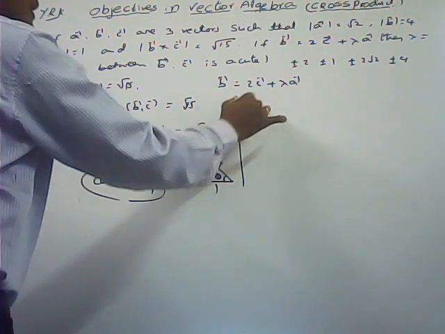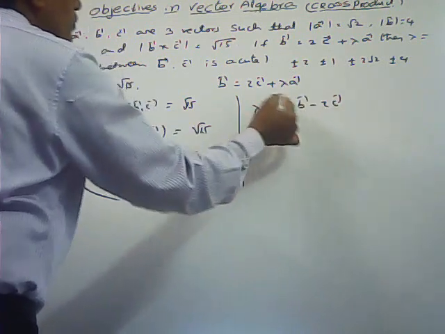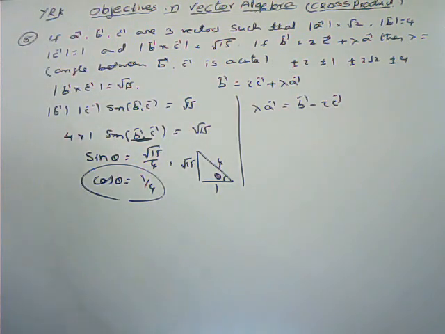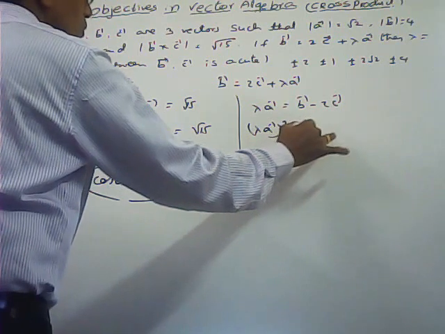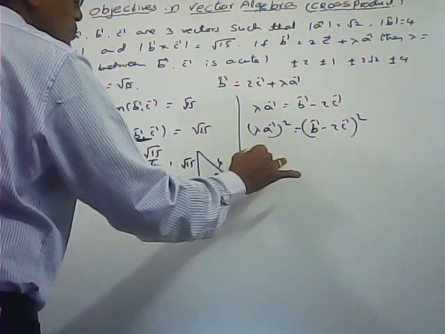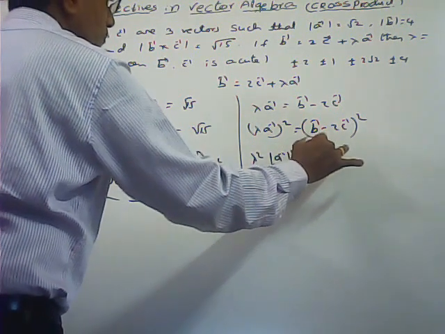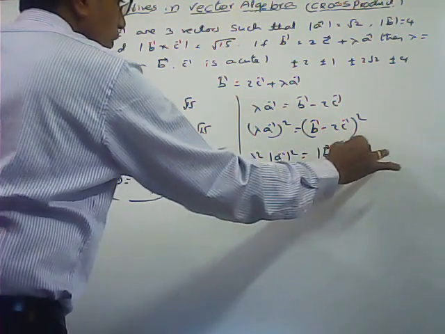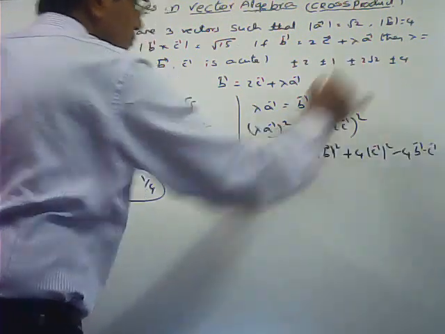Now lambda A bar is equal to B bar minus 2C bar. We got the angle between B bar and C bar. Now squaring on both sides, lambda square modulus of A bar square is equal to modulus of B bar square plus 4 into modulus of C bar square minus 4 into B bar dot C bar.